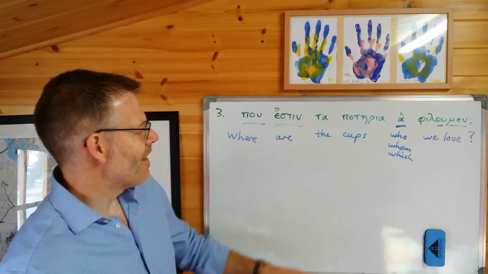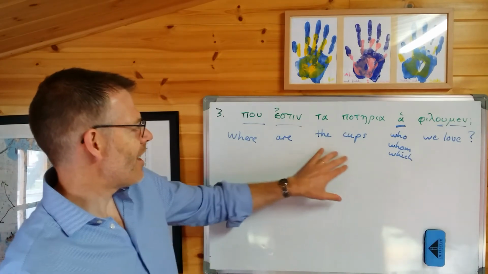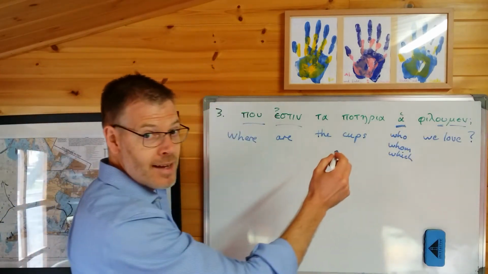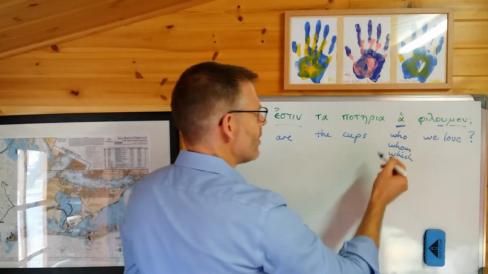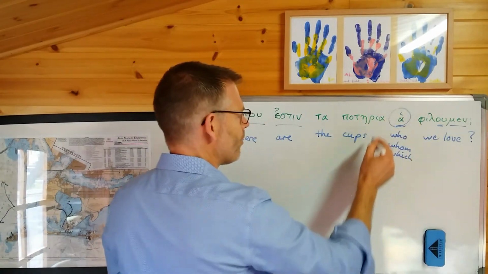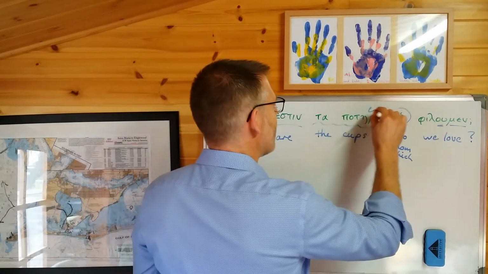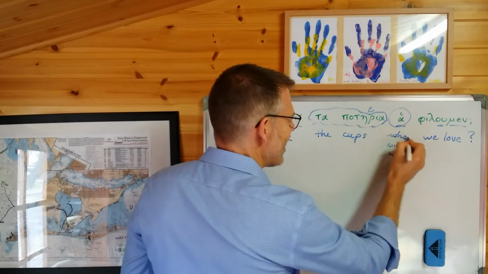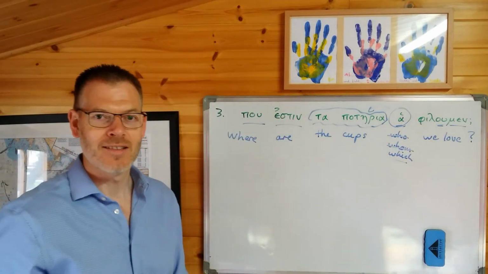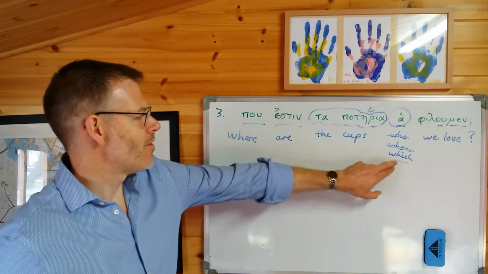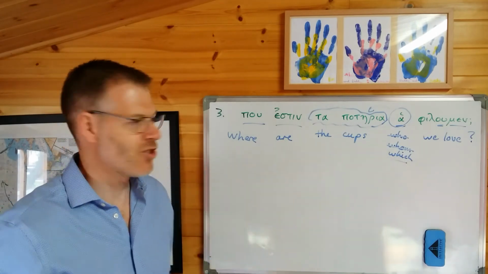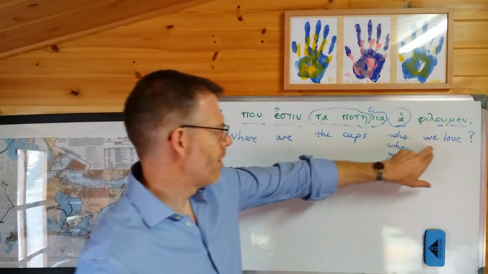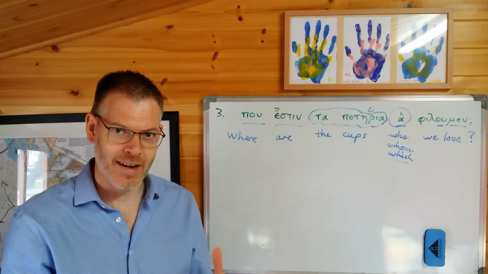And you recognise that where are the cups? Well, cups are going to be the antecedent, because the number and the gender of this neuter plural matches with the number and the gender of this neuter plural. And it's going to be which, because in English that's how we refer to inanimate things, which, not who. Where are the cups? Which we love. Just works perfectly in English, doesn't it?